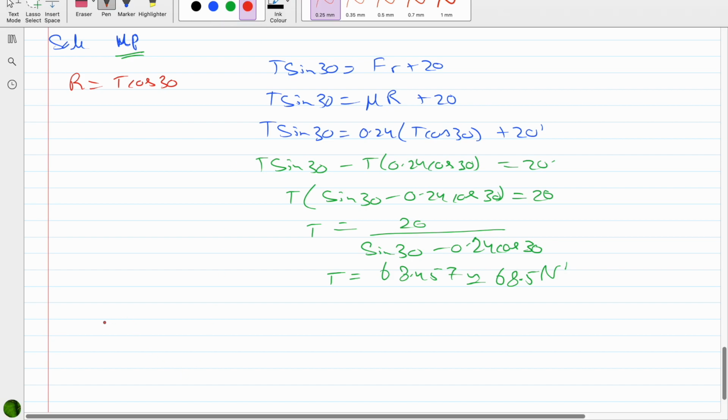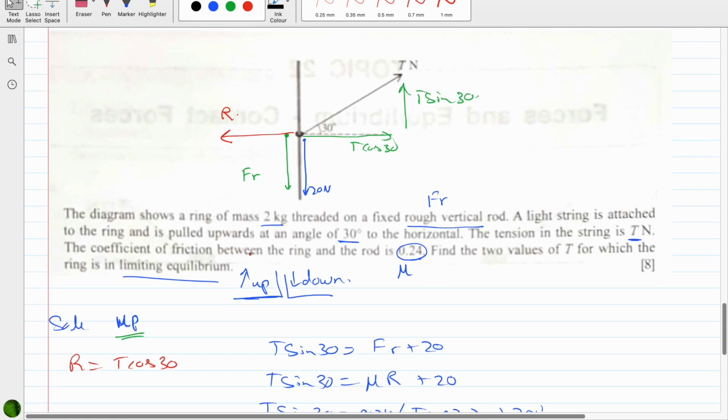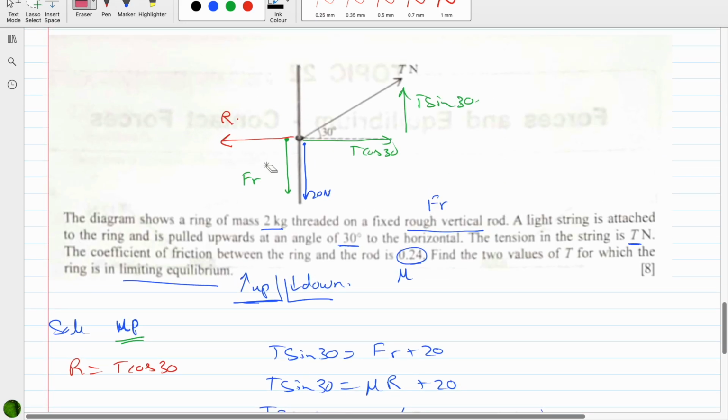Now the second case, in which we consider that the ring is about to move down. So when the ring is about to move down, only change is the direction of friction. Friction is now acting upwards. If the ring is moving downwards, friction is opposite to the motion.